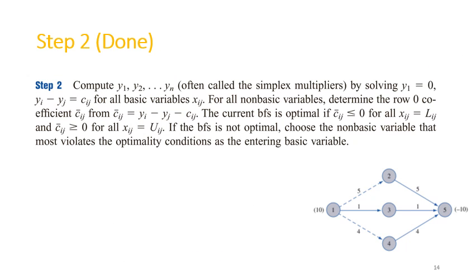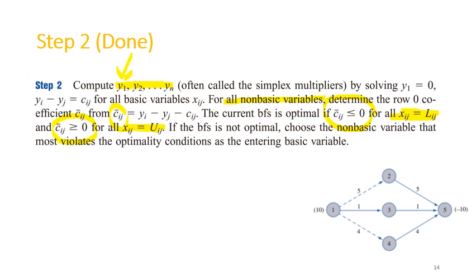Based on our computation of the C hat, we have finished step 2. So we have calculated all the y's. Remember to set y1 equals 0. And then we have also computed the C hat ij for all non-basic variables. And then we have checked the optimality condition for non-basic variables at lower bound. This must be satisfied. And then for non-basic variables at upper bound, this must be satisfied.